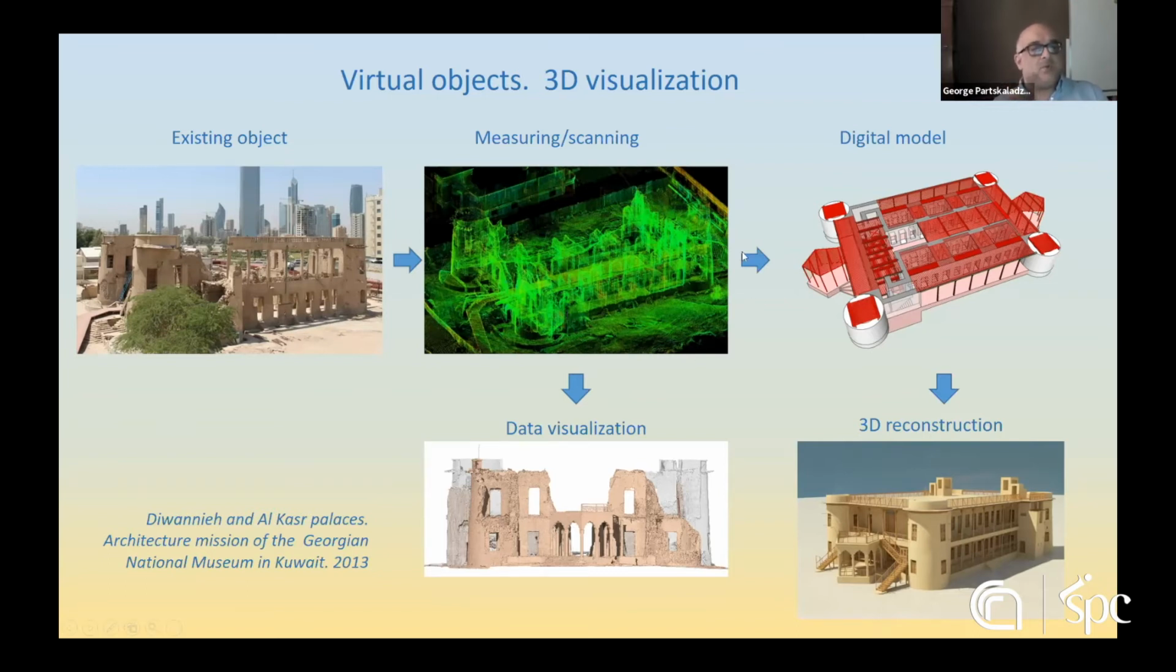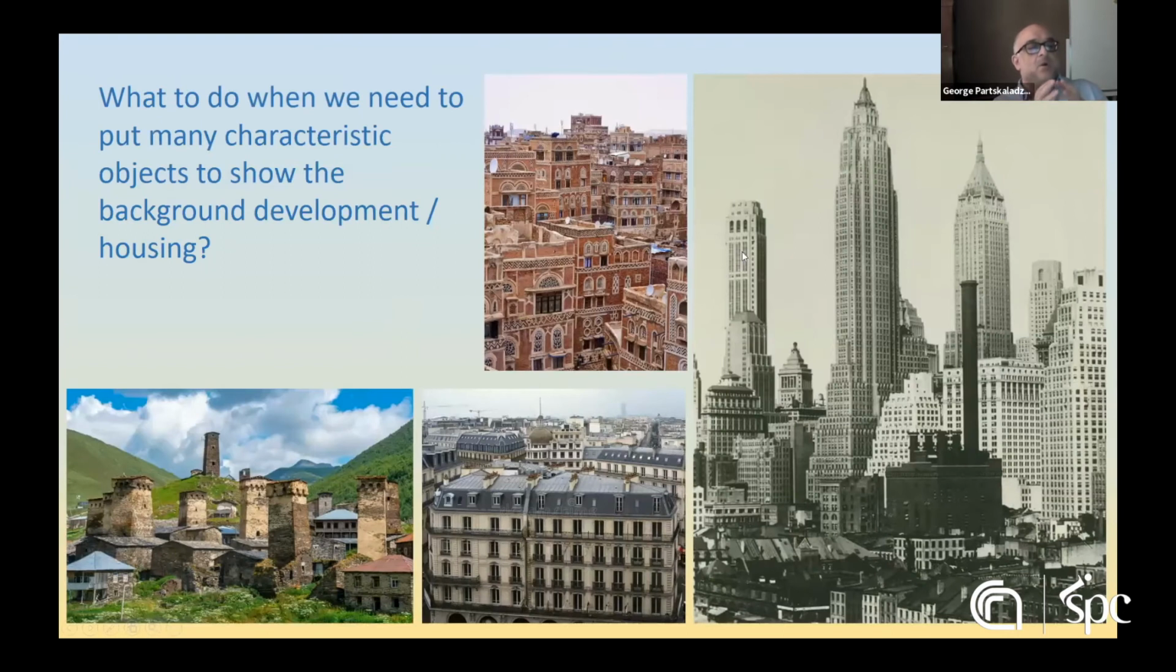I will show you our next. So here you have different types of housing, different types of architecture. You have here a village in mountainous Georgia. We have here Paris, we have Yemen, and we have Manhattan, old Manhattan, Art Deco style Manhattan.